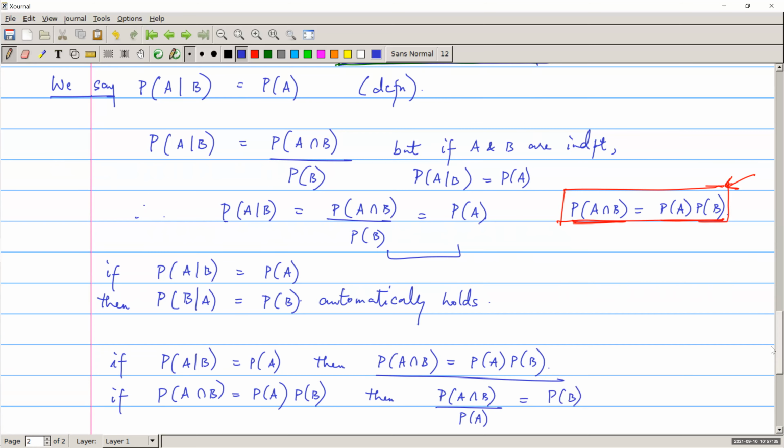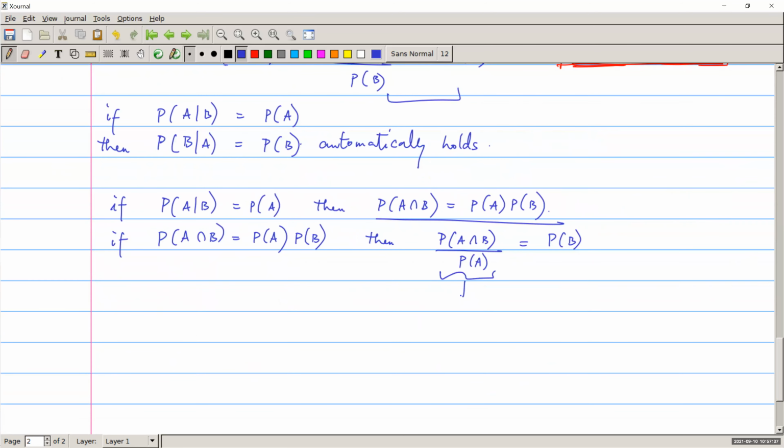Okay, and what is this conditional probability? A given B. No. What is the partial information? It's the one in the denominator. B given A. Right, so this is the probability of B given A.